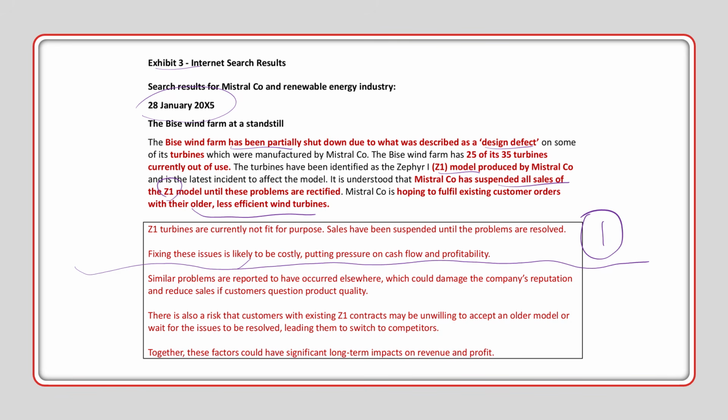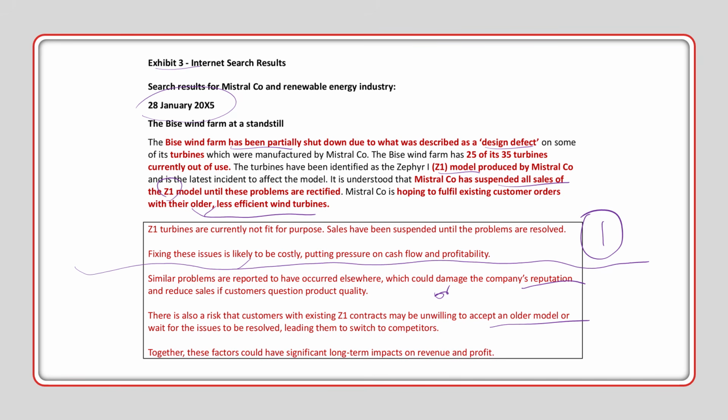I could talk about the fact that this is going to affect the company's reputation, or I could talk about the fact that the existing customers might not accept the older model. I'm assuming they'll be okay with this, but why would they? They've paid a certain amount of money. They're expecting a later technology, so why would they accept it?